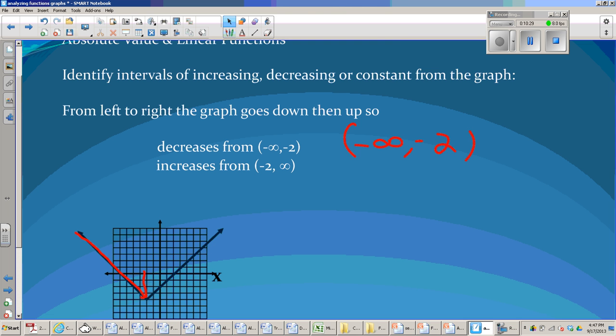Now let's look. The graph started going up. That would be increasing. Where did it start going up? Negative 2. When did it stop going up? Well, it never stopped. So positive infinity.